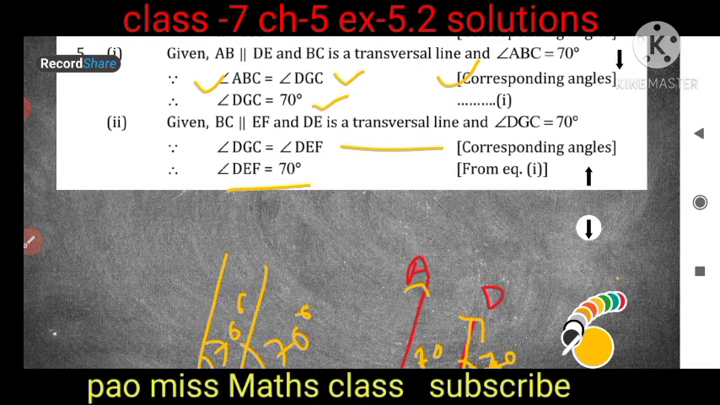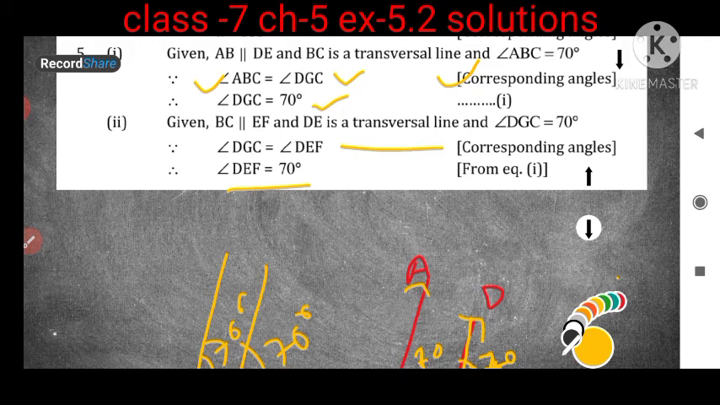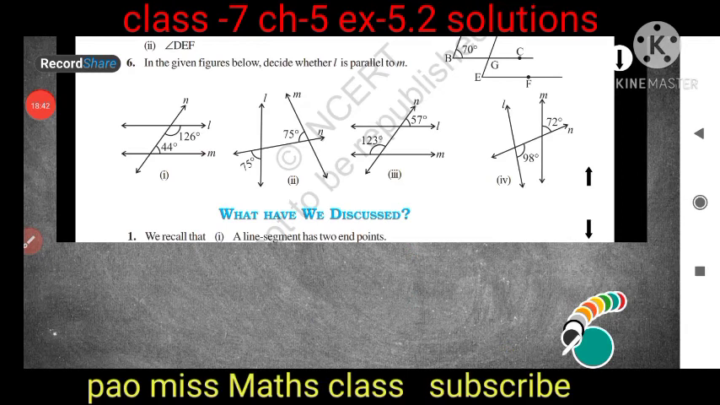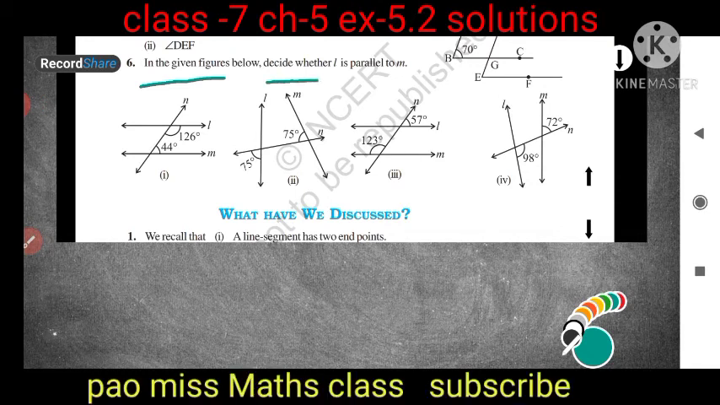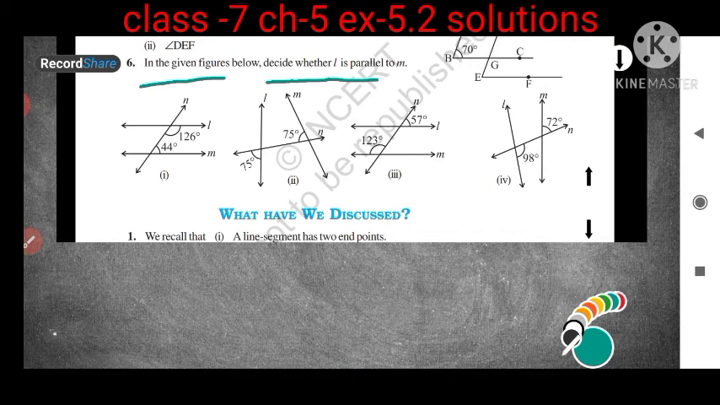So in your answer, in your solution, you have to draw the figure also. Now come to question number 6. In the given figure below, decide whether L is parallel to M. We have to decide whether both are parallel or not, okay?